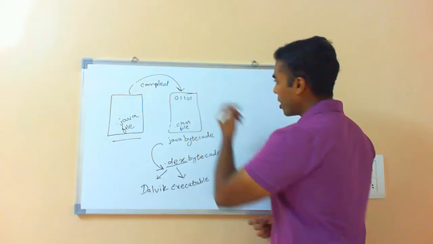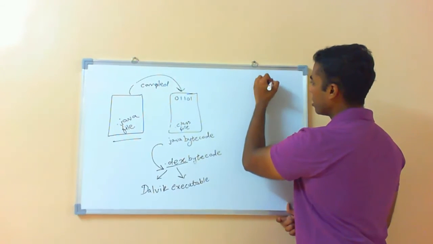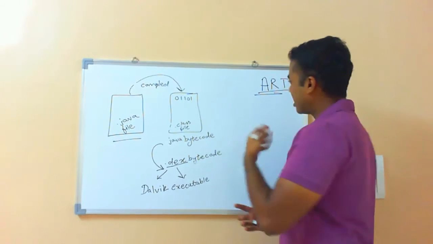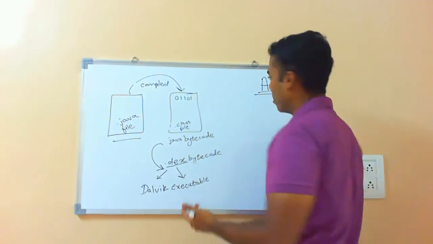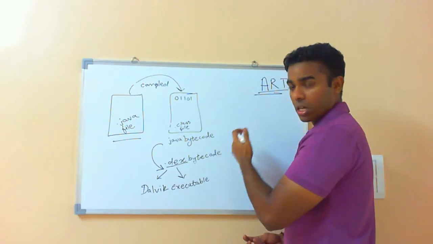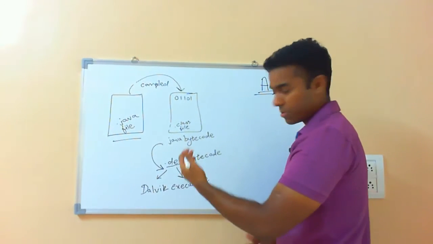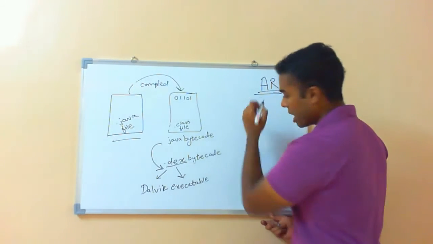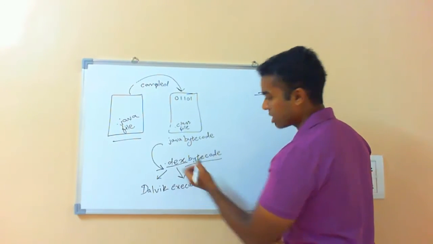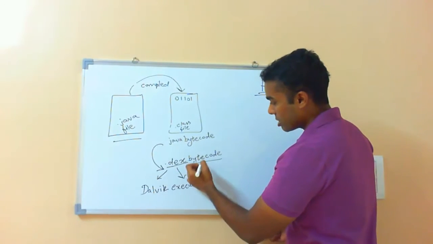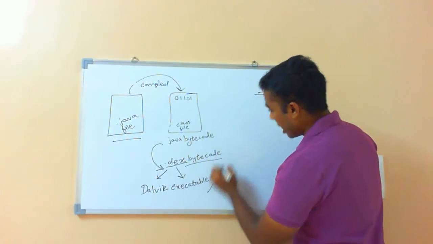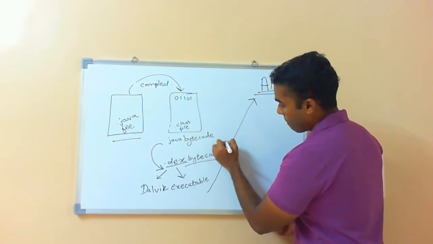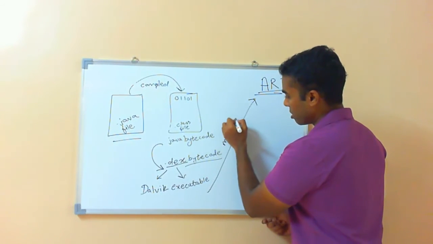Next we have ART, which stands for Android runtime. It is simply an application runtime. So what does ART do? ART is used to run your application. How does it run? We have the dex bytecode format, and ART is the successor of this dex bytecode. ART translates this dex bytecode into machine instructions.